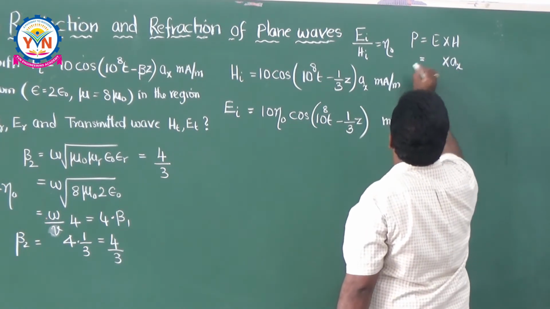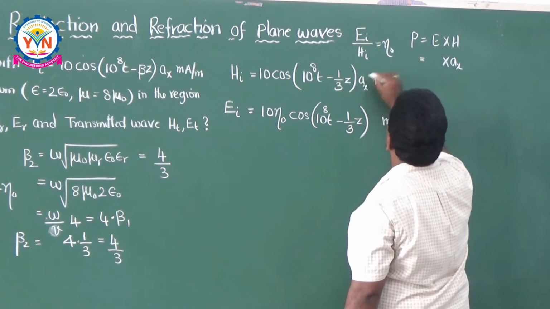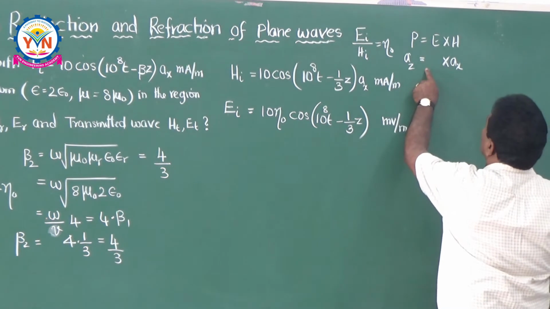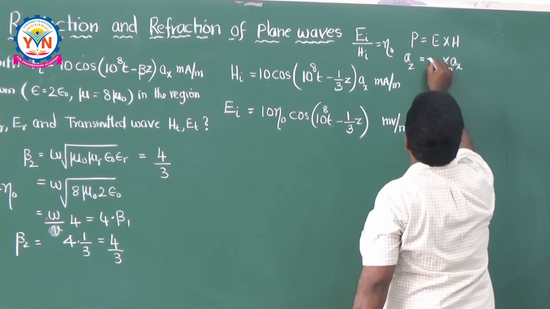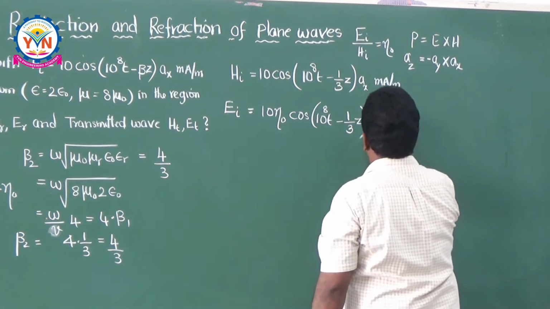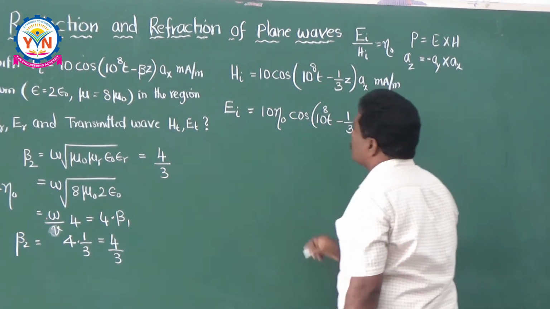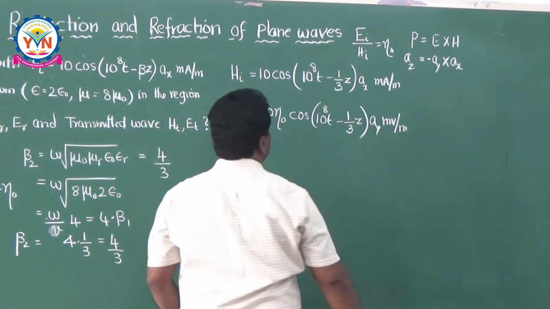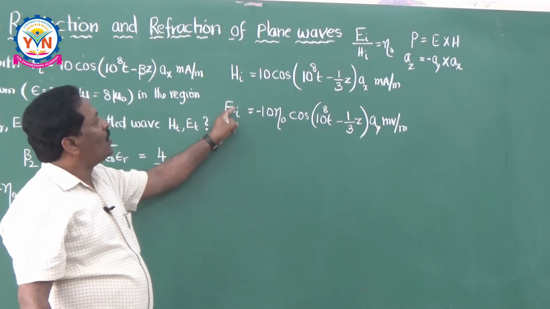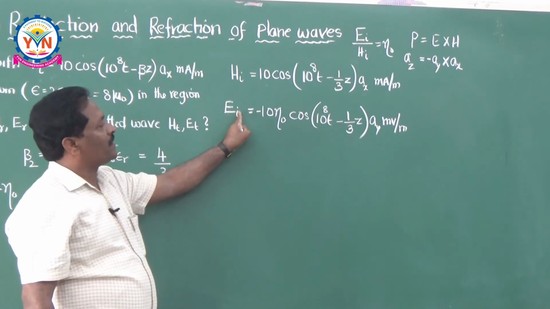What is the wave direction here? That is a_z. Then definitely a_z will be equal to minus a_y cross a_x. That means the electric field is in the y direction, and it should be negative. So you got this E_i and H_i, and you know how to calculate them.